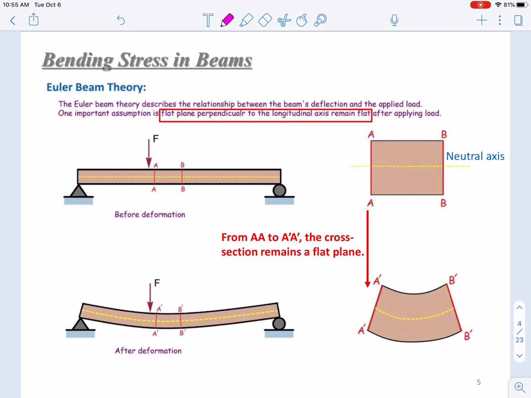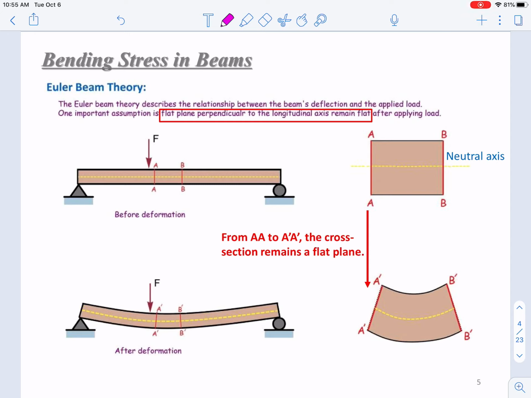When the deformation or the deflection of a loaded beam is very small, we can ignore the curvature that occurs to the planes. We will just assume that they remain flat. What does that mean? Let's look at this example.